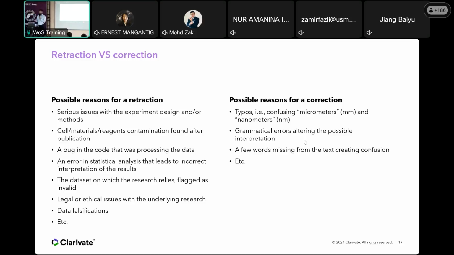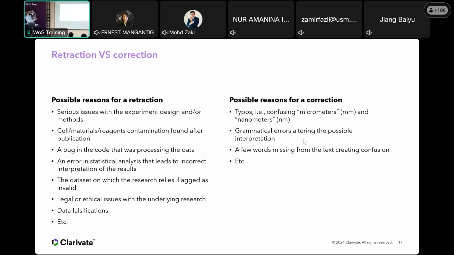But if there are serious issues with the experiment design, as I already mentioned, if you are, for example, a cell biologist, and there was a contamination of these cells or materials or reagents, and you found this after the publication, and that definitely changed the whole outcomes of the paper, then definitely you also have to request a retraction. If you are a computer scientist and there was a bug in the code, or a data scientist and you found a bug in the code that was processing the data, clearly it also has to be done.